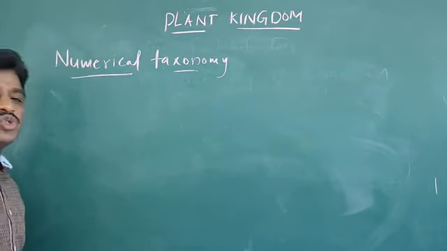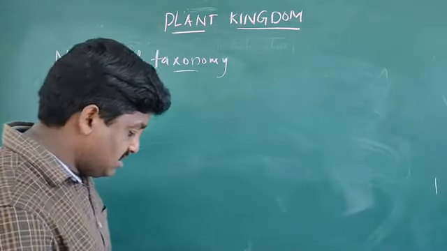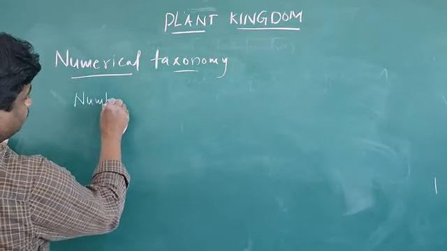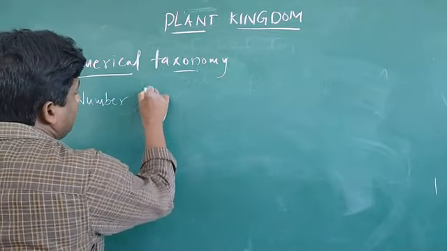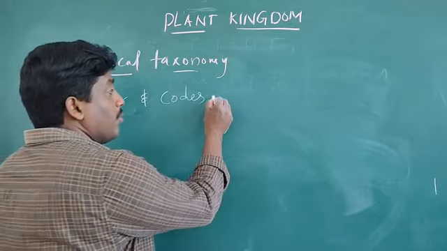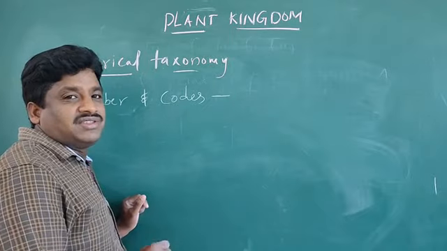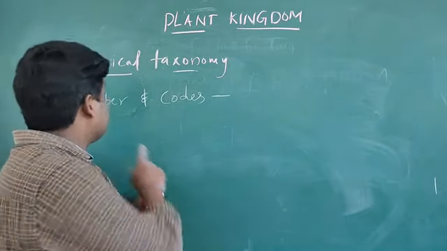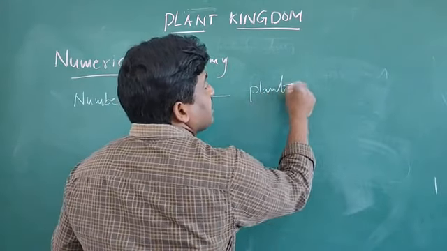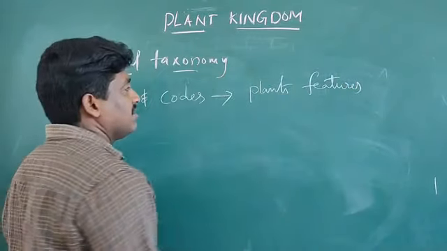So we have numerical taxonomy. Numerical taxonomy means numbers and codes are arranged for all the plant features.